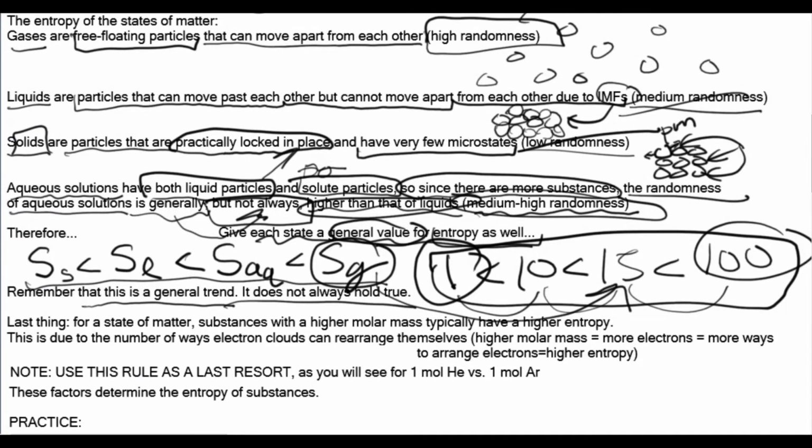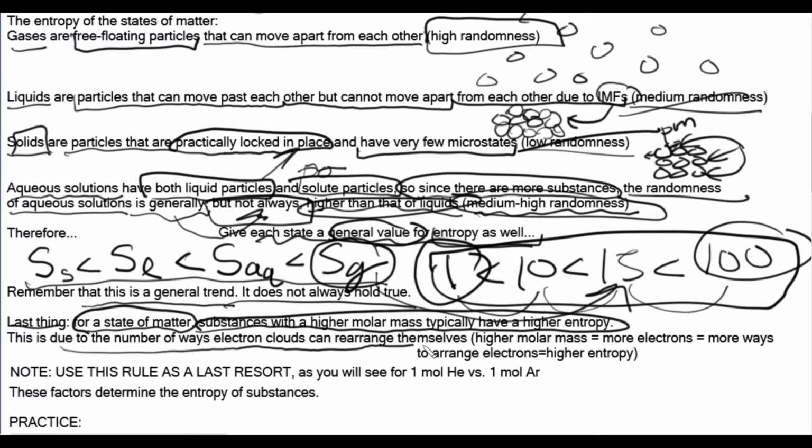So let's talk about one last thing. For a state of matter, substances with a higher molar mass typically have a higher entropy. And this is due to the number of ways electron clouds can rearrange themselves. And note that this is at a constant state of matter, so we would be comparing a solid versus a solid, a liquid versus a liquid, and you get the point. And this is because higher molar mass, as we know, equals more electrons, and that equals more ways to arrange electrons since there are more of them, and this leads to higher entropy.